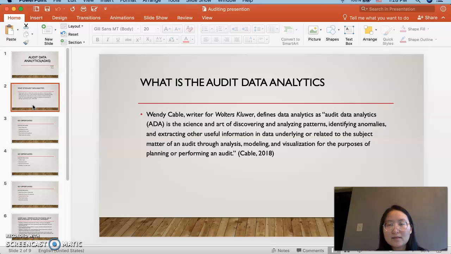Simply, audit data analytics is a technique that can be used to perform a number of audit procedures to gather audit evidence, like risk assessment, test of details, and substantive analytical procedures, and in forming overall conclusions. Audit data analytics is a technique, not a tool.